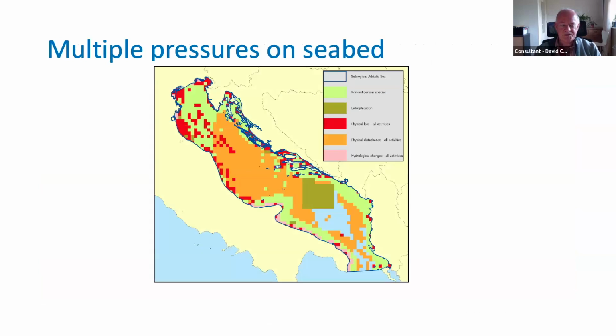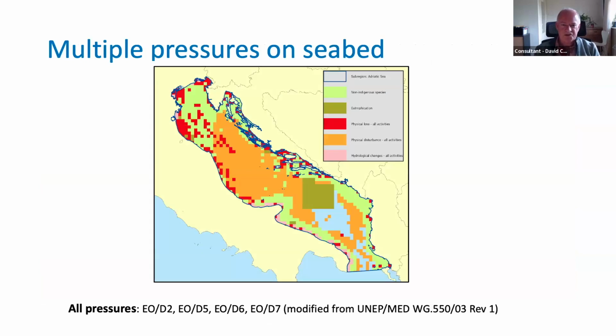And of course, all of these pressures come together and can act upon each other and provide then a multiple pressure effect on the seabed, all with varying different intensities and frequencies. So the assessment of the status of the seabed needs to take account of a great variety of different pressures on the system.